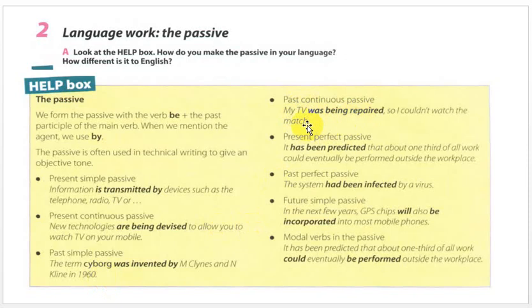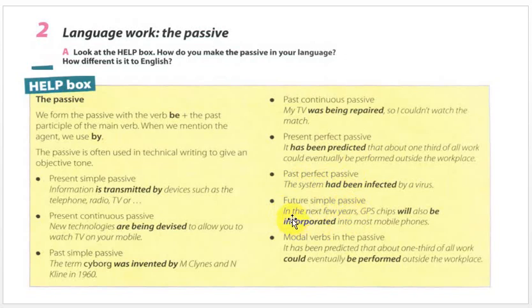Past continuous passive. My TV was being repaired. It is past: was is the past form of be. My TV was being repaired, so I couldn't watch the match. Present perfect passive. It has been predicted that about 1/3 of the work could eventually be performed outside the workplace. Past perfect passive. The system had been infected by a virus. Had been, this is the past perfect.